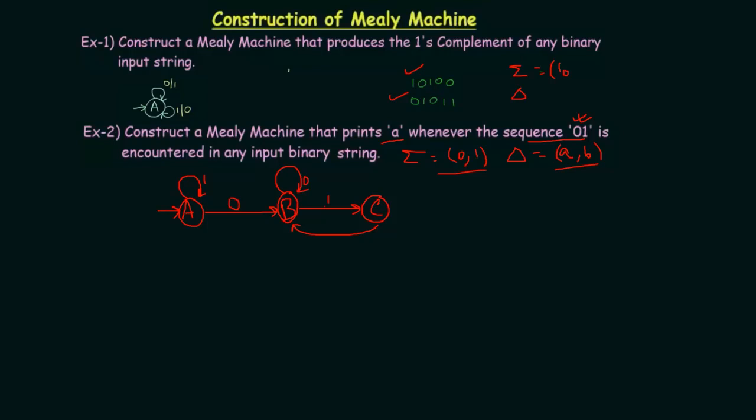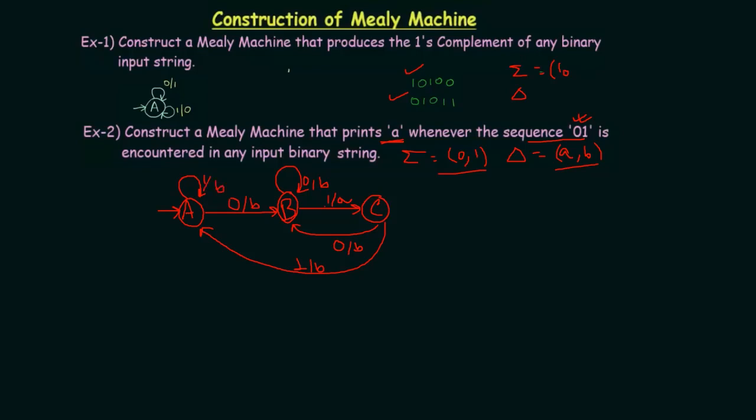The only acceptable input alphabet here can be 0. For the other case we can revert back to A, that is for 1. That is the total transition diagram of the DFA or FA. Whenever the sequence is accepted, we need to print the small a. Only in this case is it going to print small a. For all other cases, it is going to produce the output of small b.